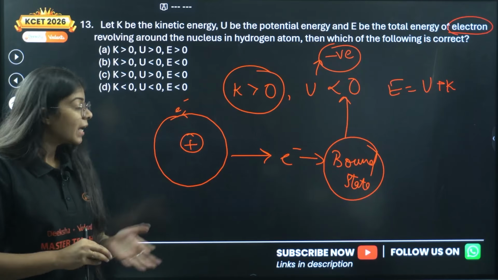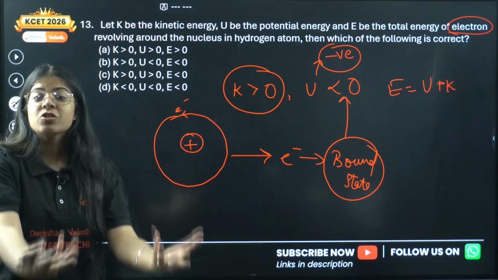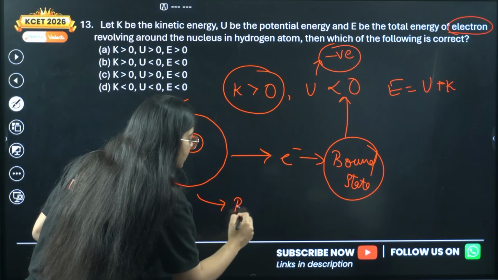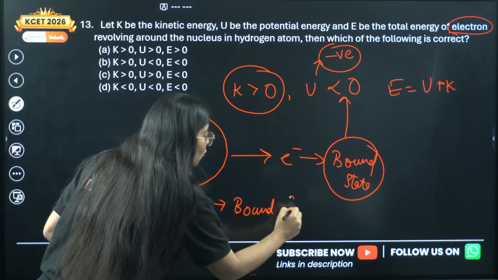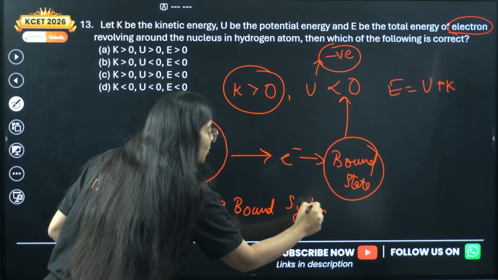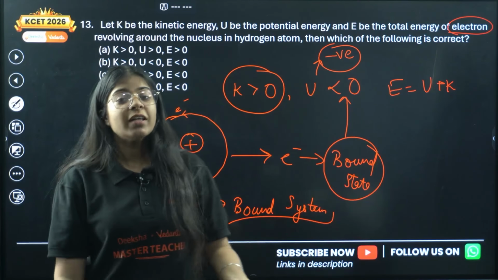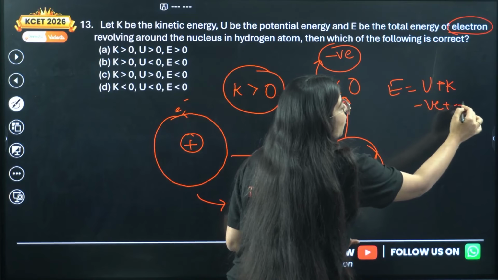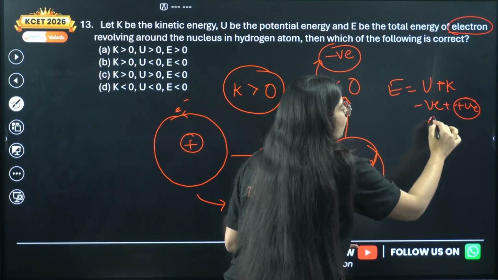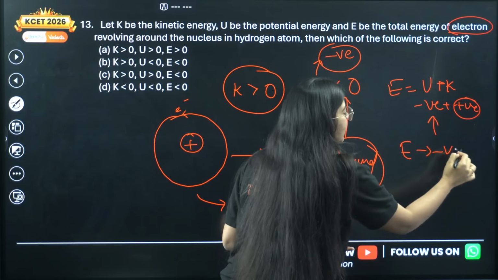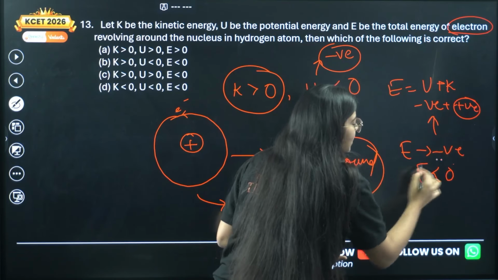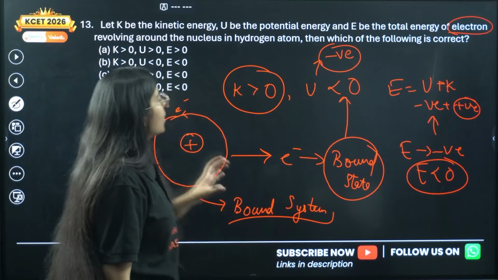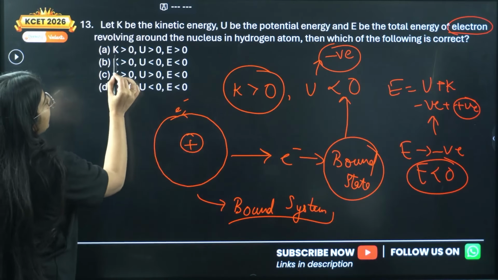That means if the electron was not bound, then kinetic energy would have been more, right? But my electron is in a bound system. So what does that mean? That means my potential energy magnitude is more than kinetic energy, and hence this is negative, this is positive. If the negative term is more, then the whole is also negative. So that means E is less than 0. Correct? Understood?